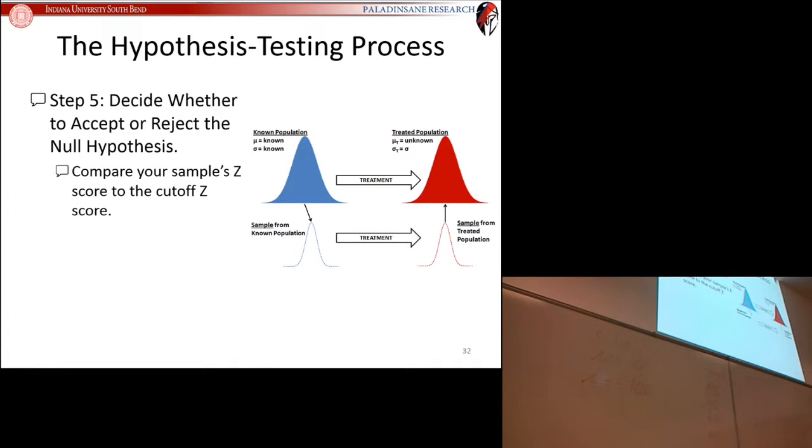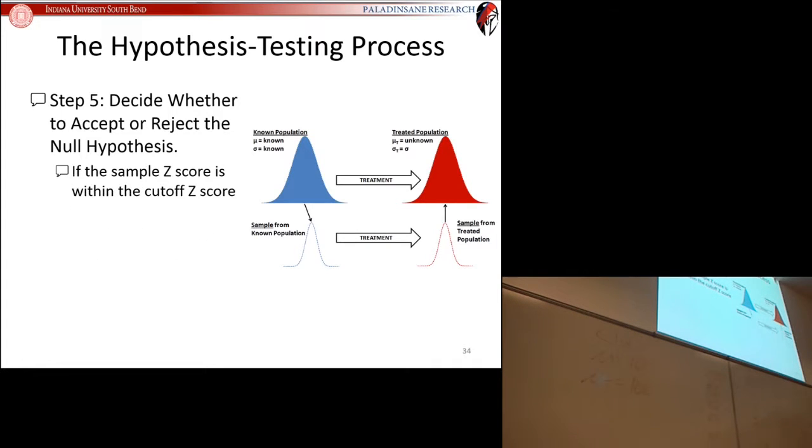If you compare your sample score to this critical cutoff score, and your sample score is beyond the cutoff score, your mean ends up here in the tail, that means that your treatment pushed your mean into this tail, and we accept the research hypothesis. We say our treatment is effective. We reject the null hypothesis, reject the idea that our treatment does nothing. So we accept the research hypothesis, our treatment does something. Logically, we have to reject the null hypothesis, the idea that our treatment does nothing.